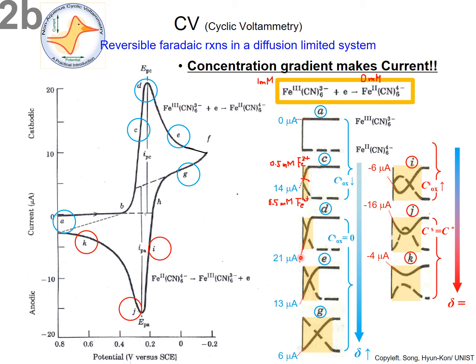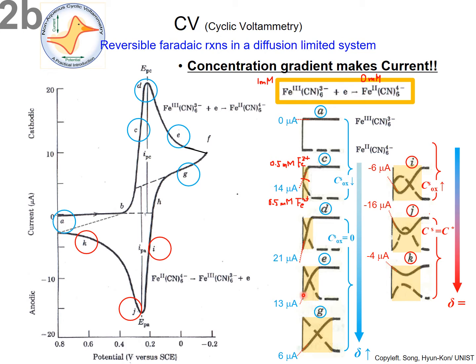Then let me say again, the surface concentration of oxidized species is 0. Then let me move the point from D to E, more negative potential. What happens? You cannot decrease the surface concentration of oxidized species to a more negative value, because negative concentration does not exist. Actually, a negative concentration of oxidized species is out of sense.